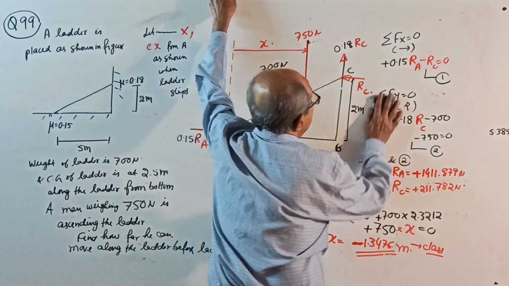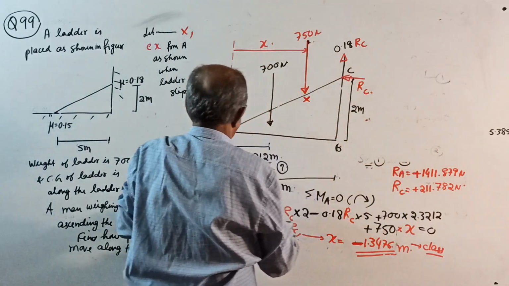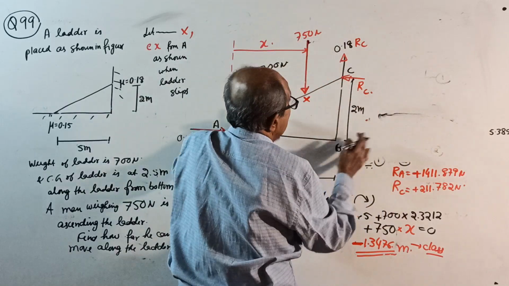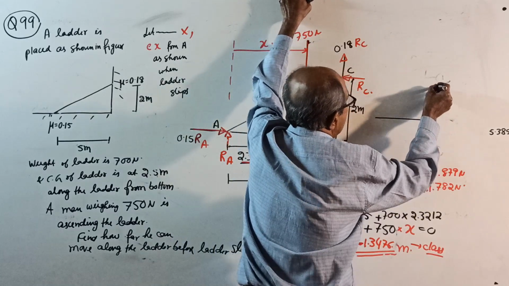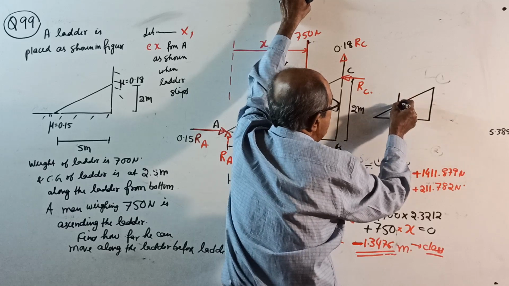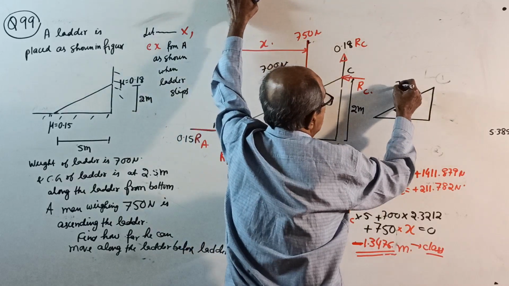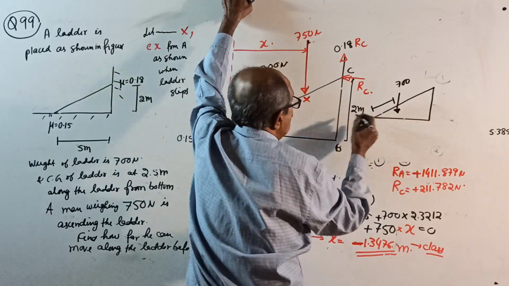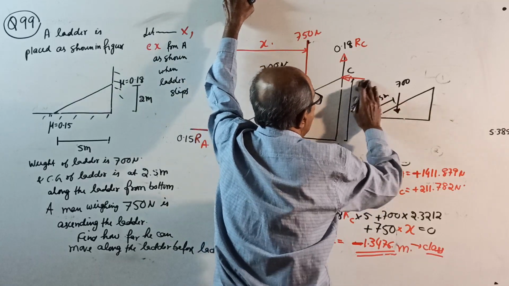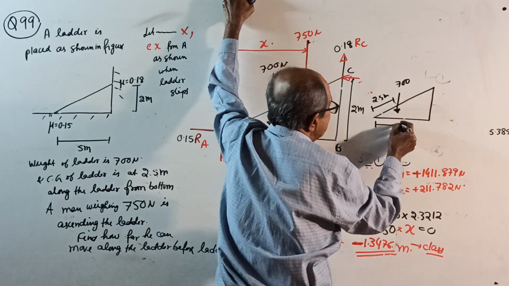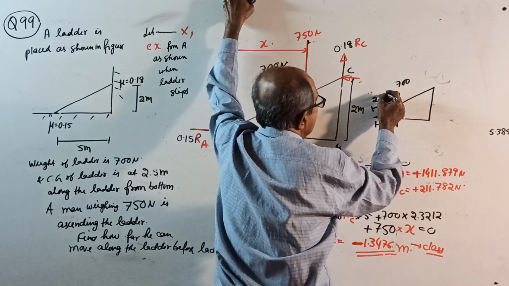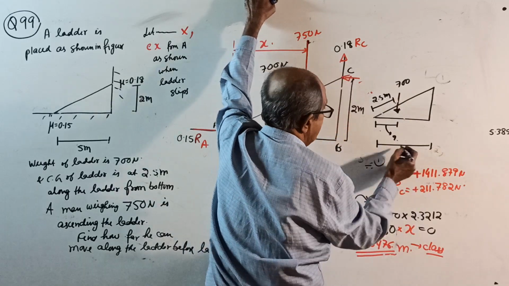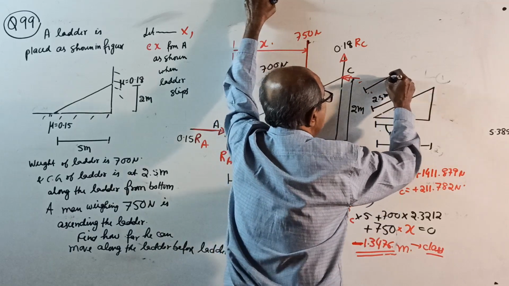See, what you do here is see correctly. Preliminary part. They told weight of ladder is here. How much weight of ladder? 700 Newton. They told this length is 2.5 meter. So now you want this length. If this is 2.5 meter, we want this length. This length is known for you. How much? 5 meter. So before that, you find length of ladder.